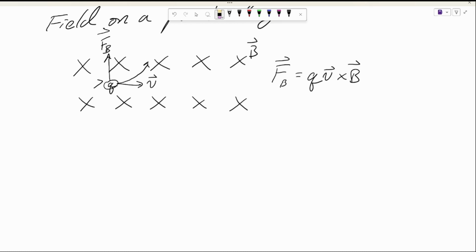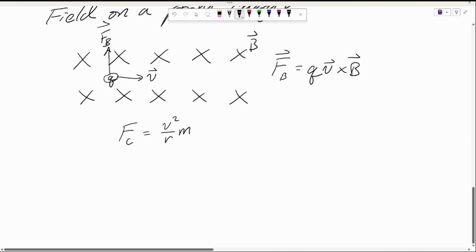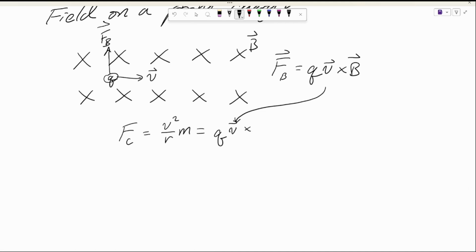So you can actually find how big of a circle it makes just by using circular motion. We know centripetal force is equal to V squared over R times M. If we set that equal to our magnetic force, QV cross B, then ignoring some vector stuff, the radius of the circle is equal to MV over QB.